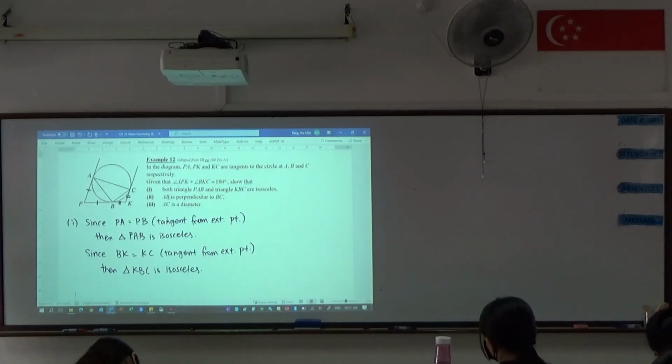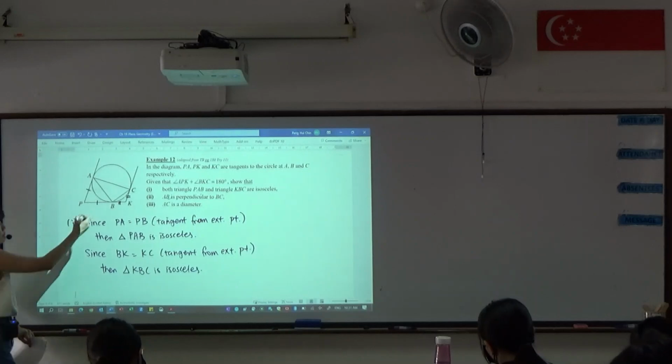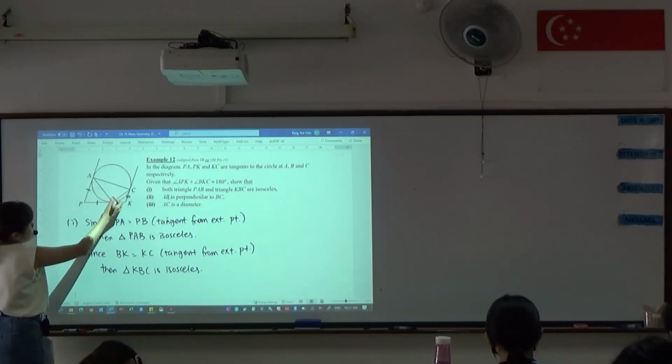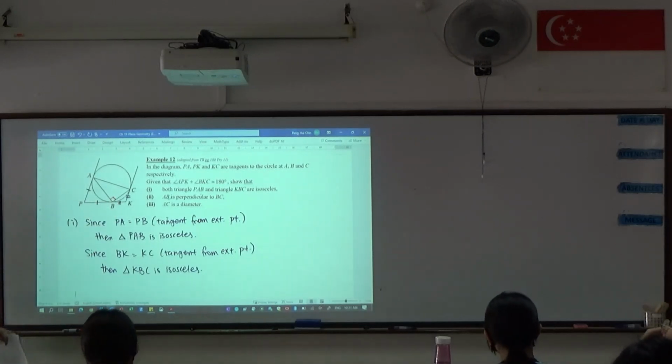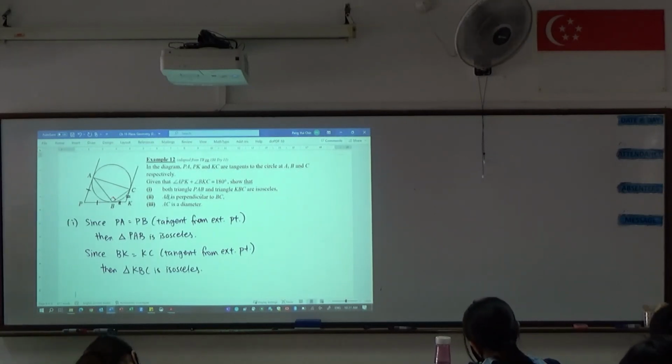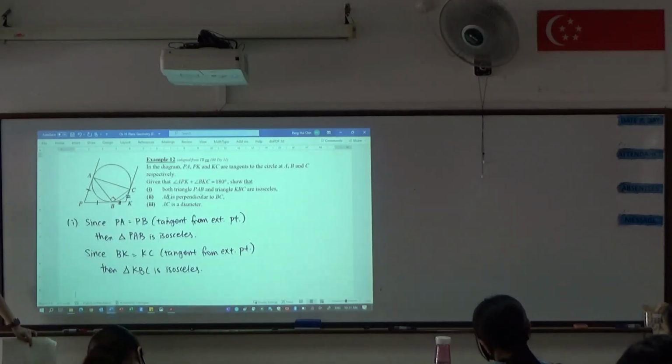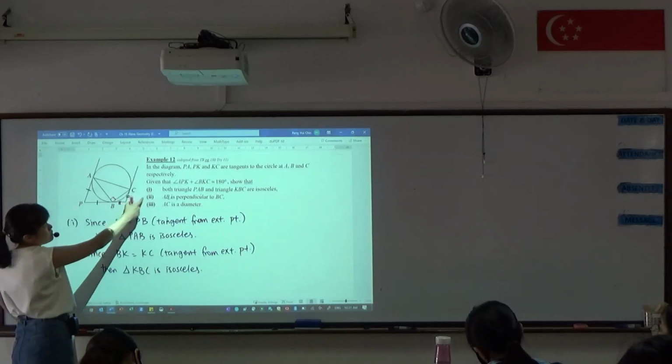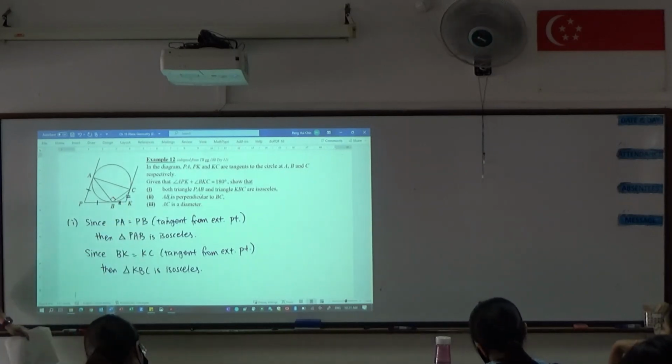In part 2, we want to prove that AB is perpendicular to BC. So we want to show that this is 90 degrees. While the diagram looks as though AC is a diameter, we cannot assume that AC is a diameter, because that's what you want to prove in part 3. In fact, your solution to part 2 is meant to help you answer part 3.